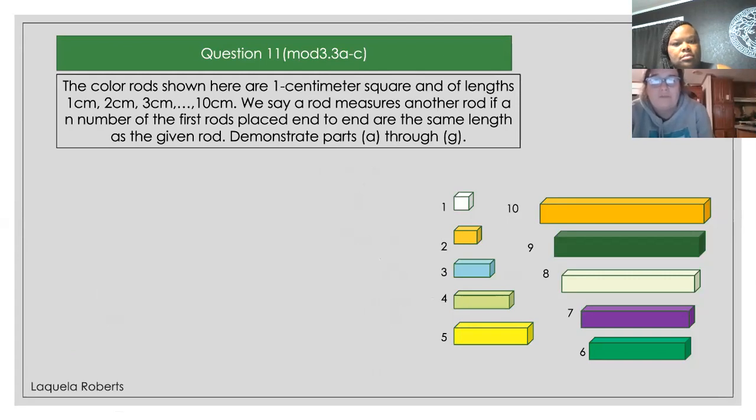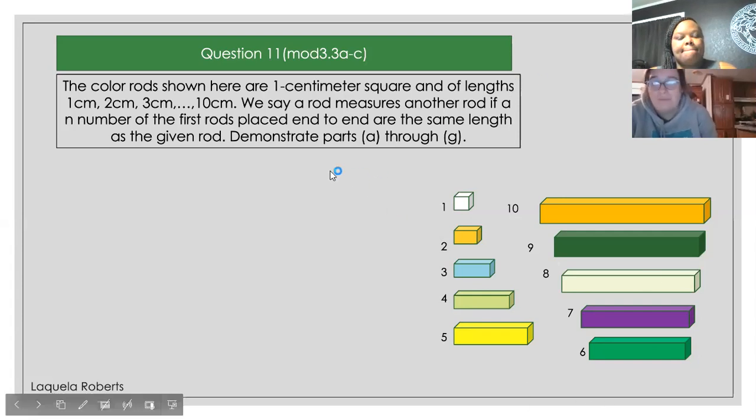Question 11, Module 3.3 A through C. The color rods shown here are 1 centimeter square, of lengths 1 centimeter, 2, 3, 10. We say a rod measures another rod if an end number of the first rods placed end to end are the same length as the given rod. We're going to demonstrate it through this problem and the next one. Miss Dominique, can you help me solve it, please?